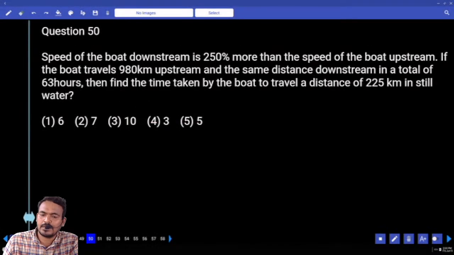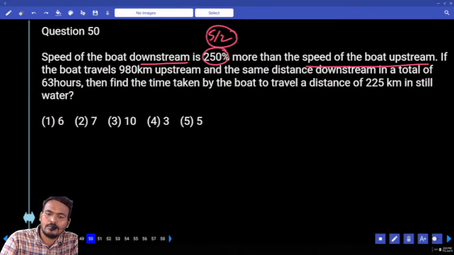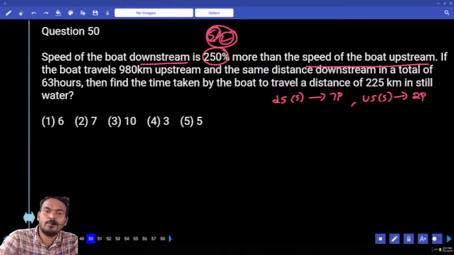First, downstream speed is 250% more than the speed of the boat upstream. 250% means what fraction? 5 by 2. Downstream speed is 5 by 2 more than the upstream speed. Compared to 2 parts, how many parts are more? 5 parts more. So downstream speed is how many parts? 7 parts. Upstream speed is 2 parts.